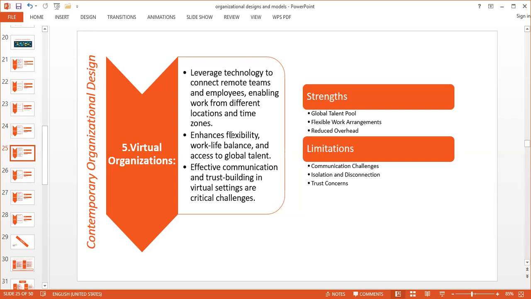Strengths of this design are a global talent pool, flexible work assignments, and reduced overhead. While limitations of this design are communication challenges, isolation and disconnection, and trust concerns.